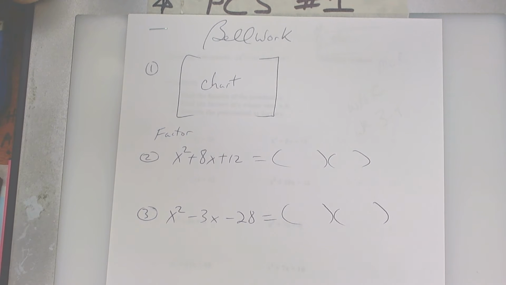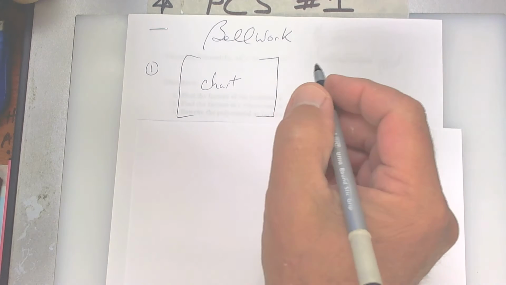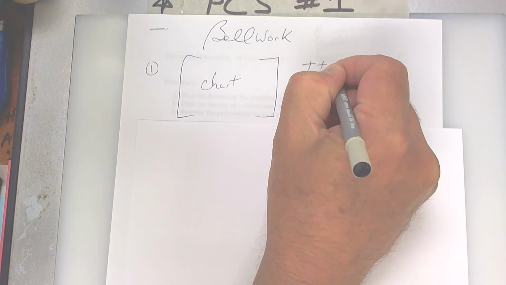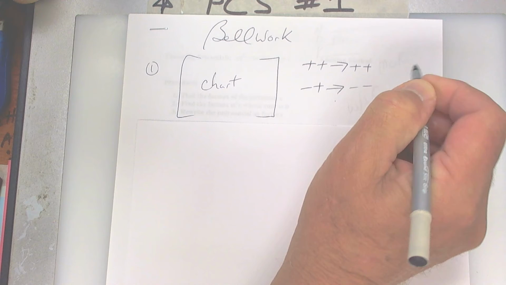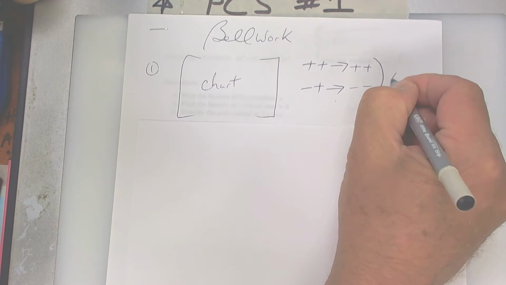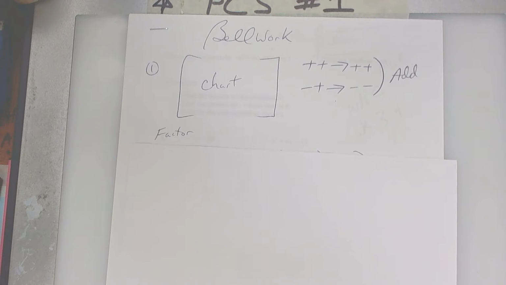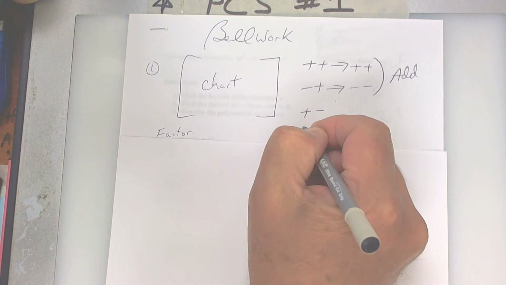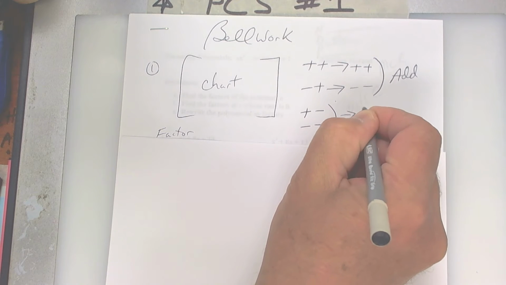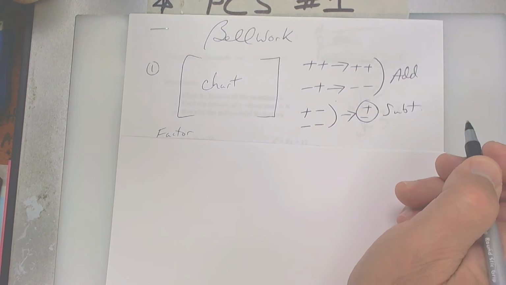Today's Wednesday. All right, number one, I want you to write the chart. So the chart is going to be two pluses will be two pluses. A negative and a positive will be two negatives. Either one of these cases you're going to add to get the middle term. Anything else is going to be a plus and a minus. So if it's a plus and a minus, or a minus and a minus, it will be a plus and a minus. And you have to subtract to get the middle term.